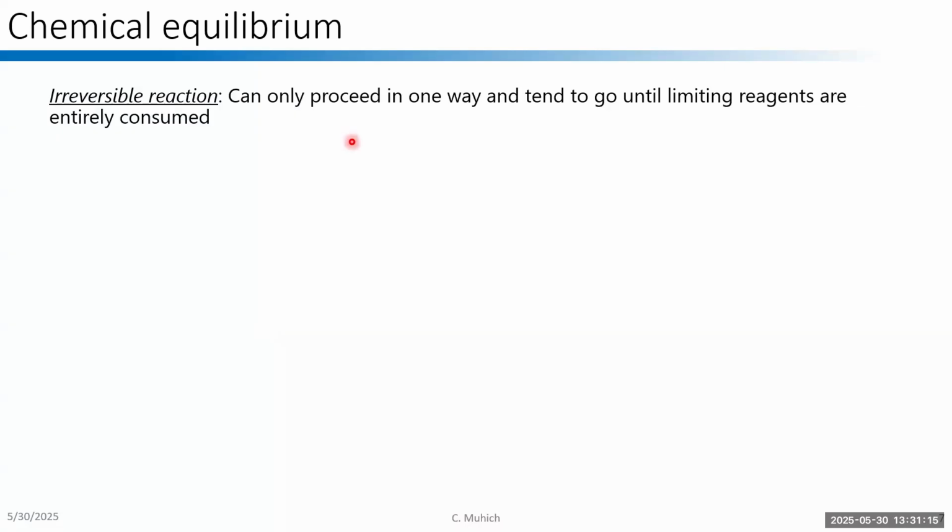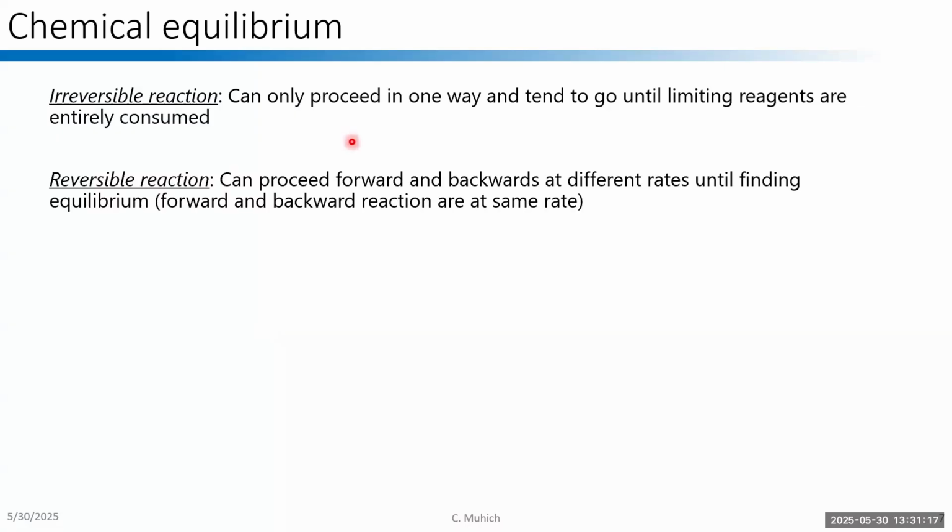And so these are going to go until the limiting reagent is consumed, right? So it's going to go reactants to products, but products can't go back. And then we have reversible reactions where A plus B can go to C, but then C can break back into A and B.